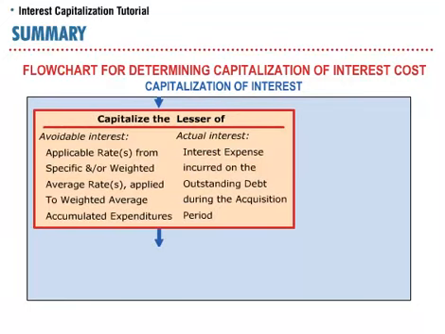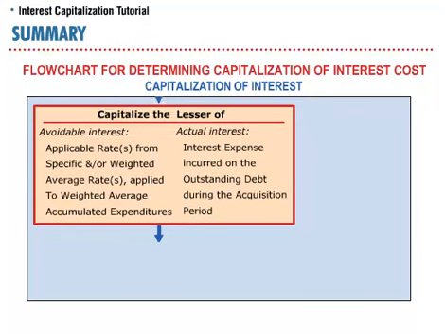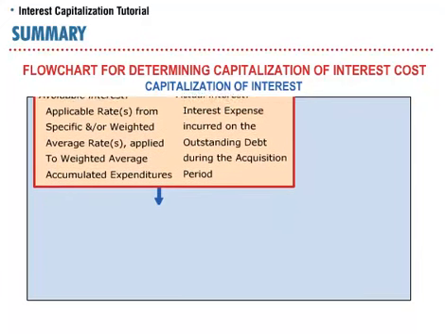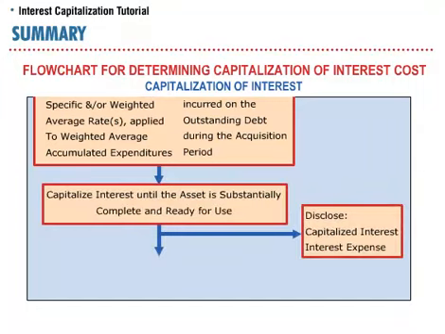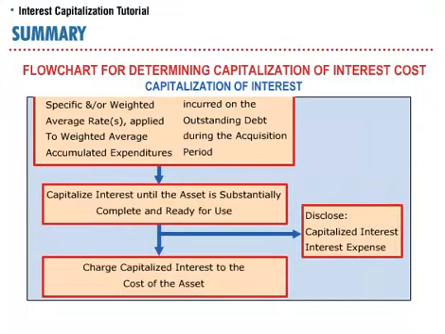In calculating the avoidable interest, you need to consider the weighted average accumulated expenditures, the specific debt related to the construction, the interest on the specific debt, and the weighted average interest rate. When computing the actual interest, calculate the interest incurred on the outstanding debt during the acquisition period. Capitalization should continue until the asset is substantially complete and ready for use, and you should charge the capitalized interest to the cost of the asset.